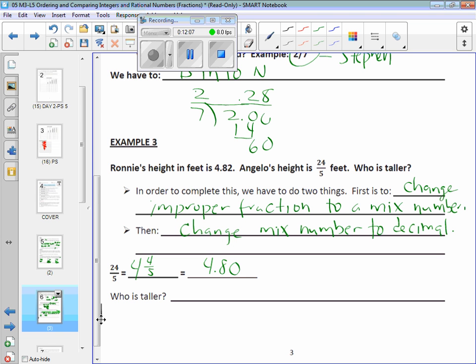All right, and at that point, we're only comparing two people. So now, listen.